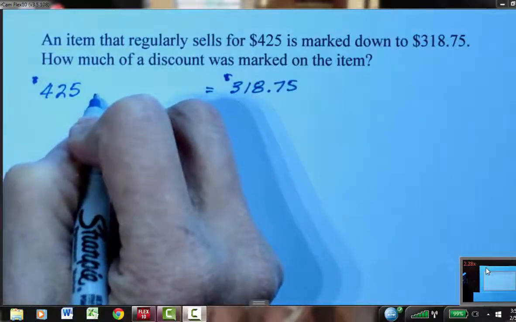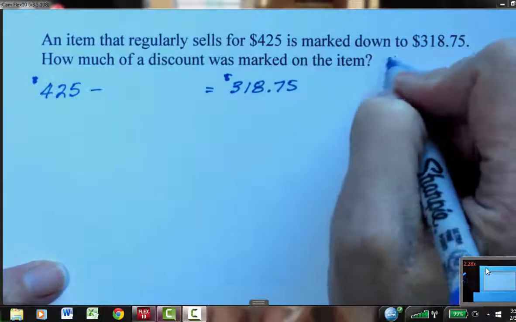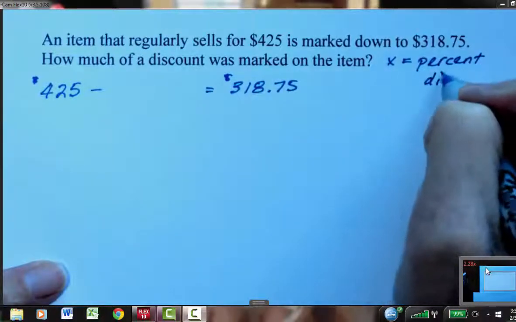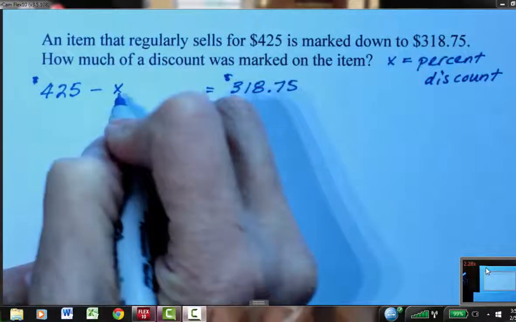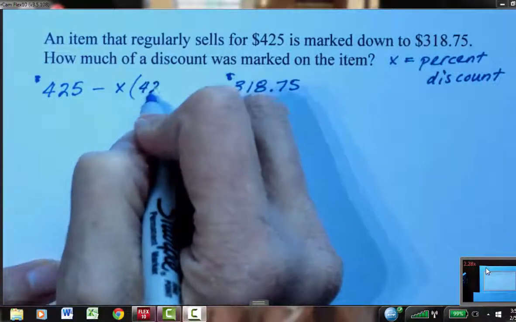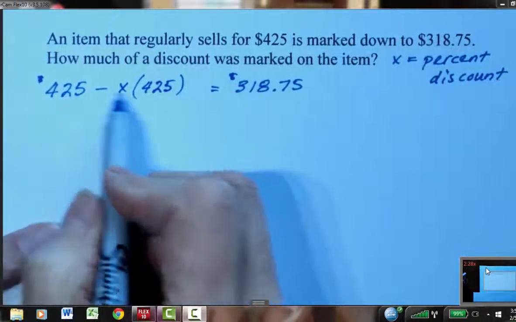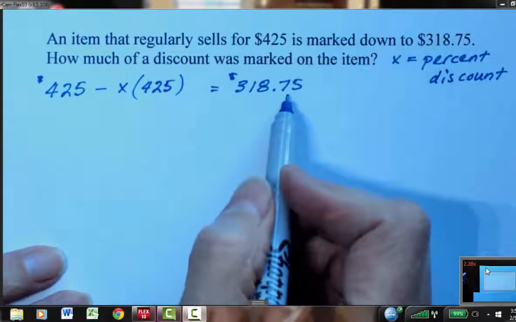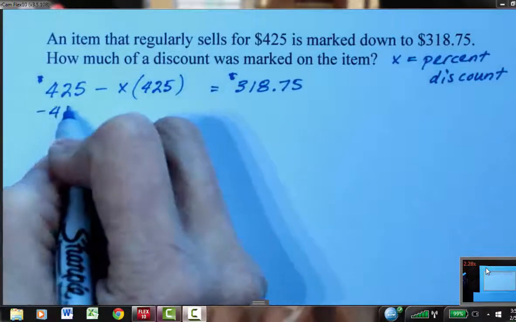Whenever you have a discount problem, we're going to be subtracting. We don't know what the percent is, so my x is going to equal my percent, or my discount. And remember, we need to take a percent of something. We're going to take a percent of the original price, which is $425. So $425 is the original amount. I'm going to subtract my discount percent times the original amount, and I should come up with $318.75.